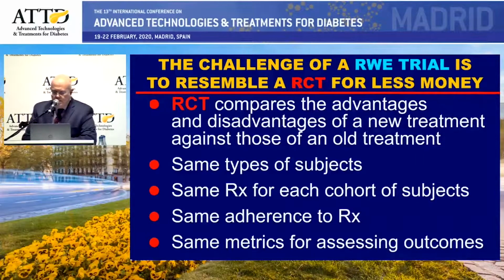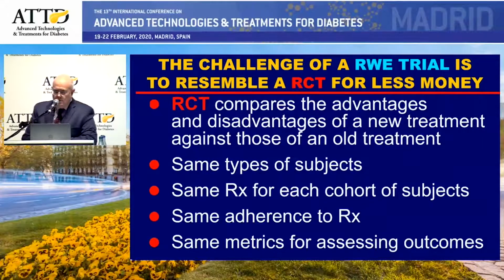So the way I look at this is, it would be nice to do a randomized controlled trial on everything we do, but it's expensive and takes time. So the challenge of doing a real-world evidence trial is to do something that will resemble a randomized controlled trial, but for less money. And when you think about what you're comparing, a randomized controlled trial compares the advantages and disadvantages of a new treatment against those of an old treatment.